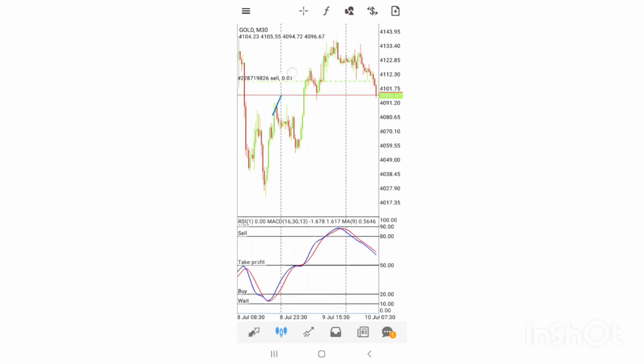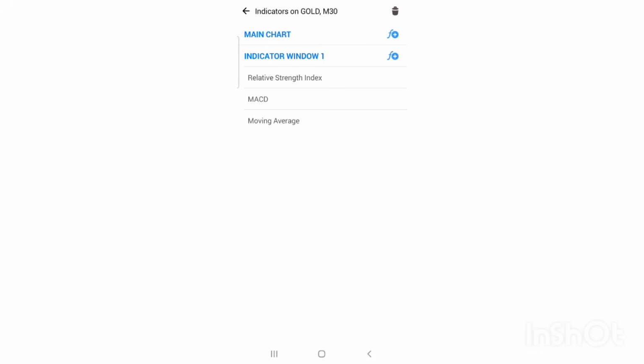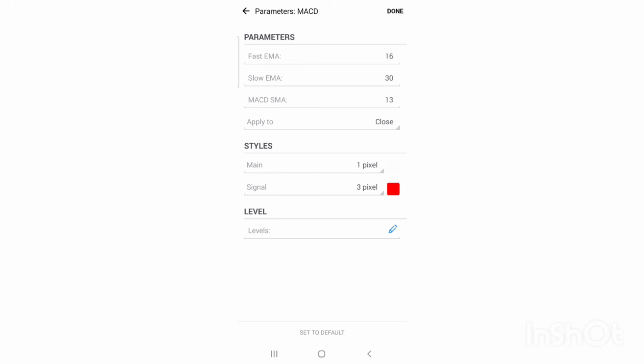So we are going again to add another indicator. You click on the F sign, then click on indicator window 1, not normal on main chart, but indicator window 1. Look for MACD. After you see MACD or MACD indicator, click on it. All the period or the settings, the number of the settings that you see on a differ, you must change it to what you see on my screen.